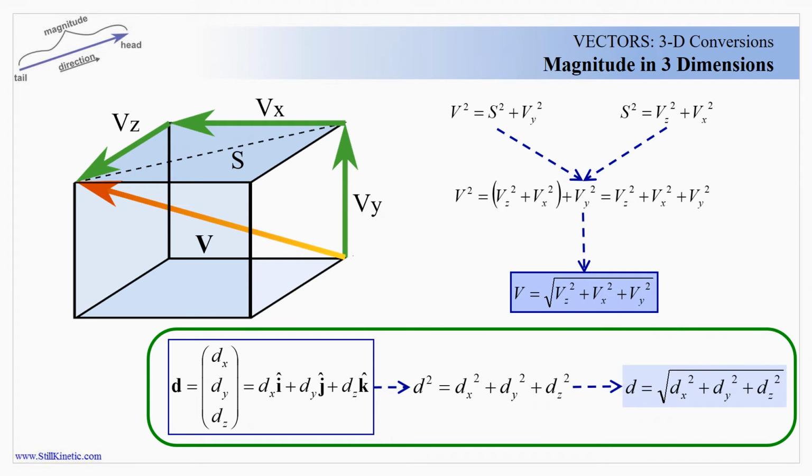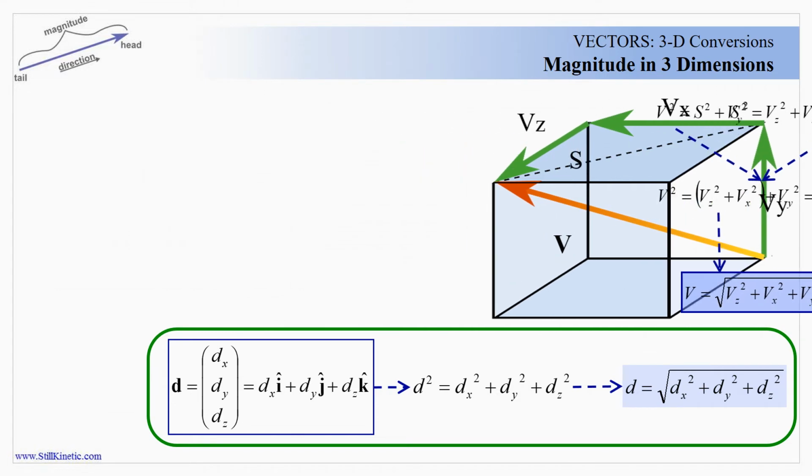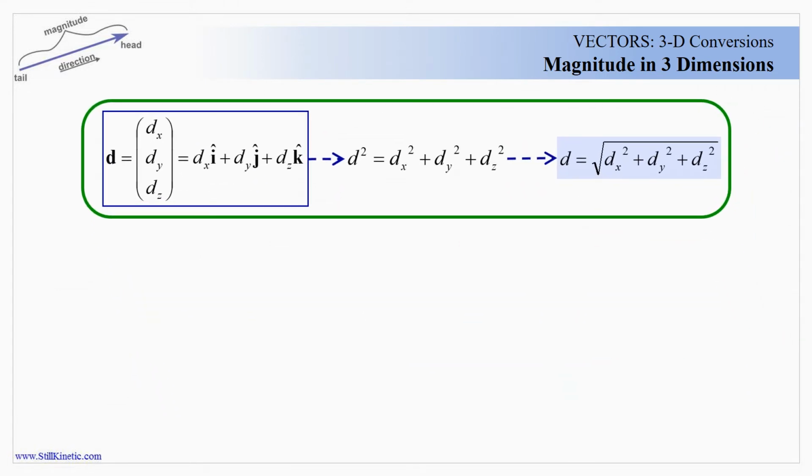So again, the result is, if we have a vector presented in component form or unit vector form in 3 dimensions, and we'd like the magnitude of that vector, we simply square all 3 components, add them together, take the square root, and we're simply applying Pythagoras in 3 dimensions to get our magnitude.